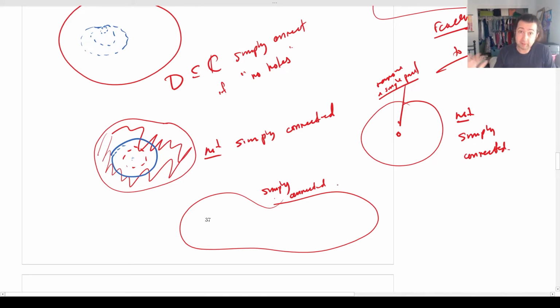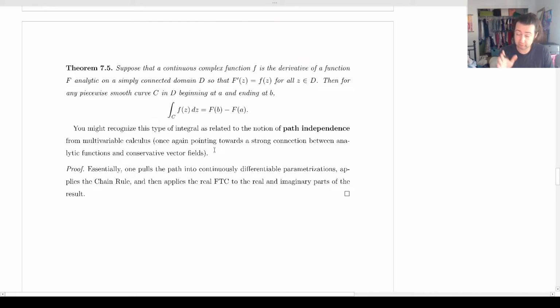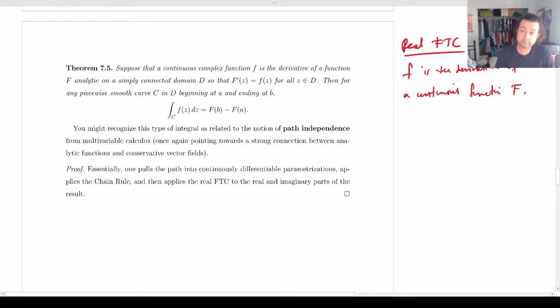So that's going to show up as a hypothesis in our theorem for the complex fundamental theorem, that the domains the functions are defined on are simply connected. Okay, so it's worth remembering what the hypotheses were for the real fundamental theorem of calculus. For the real fundamental theorem of calculus, we required that f is the derivative of a continuous function, capital F. For the complex fundamental theorem of calculus, we're going to require more.